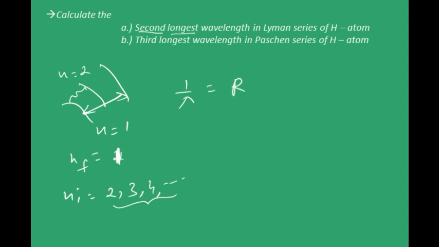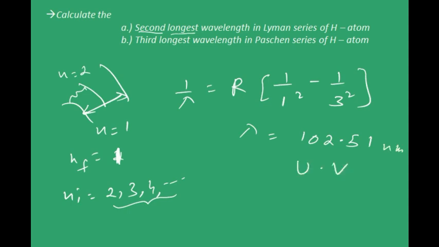1 by lambda is equal to R, and here I have to put nf as 1 for the Lyman series, and my condition gave me that ni is equal to 3, right? So 3 square, and this will give me my lambda as 102.51 nanometers, and this is in the ultraviolet region. Note that this wavelength belongs to the ultraviolet region of the electromagnetic spectrum.